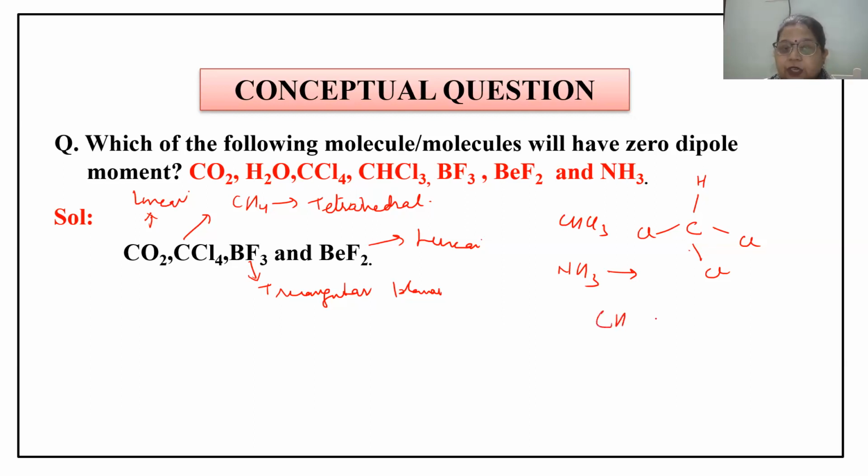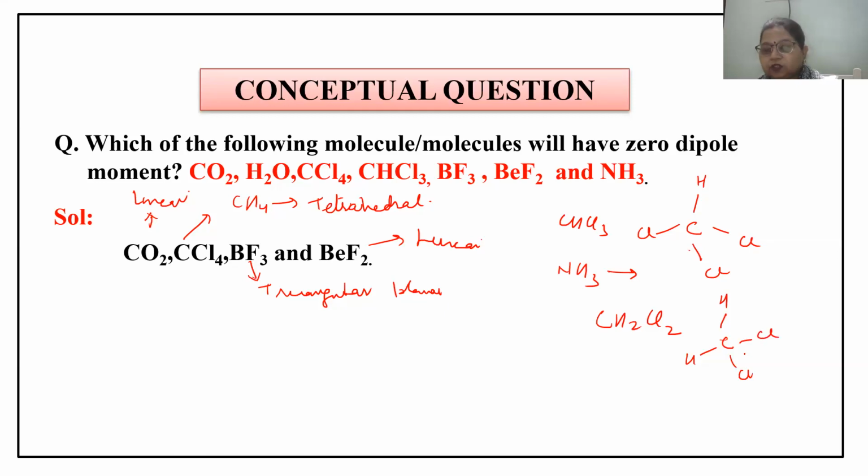Had it been CH2Cl2, of course, which is a part of the next question, the resultants will cancel out. As you can draw them like this. This is H, Cl, Cl.